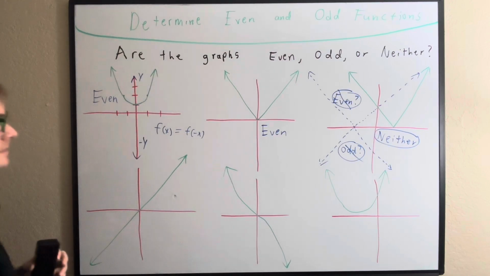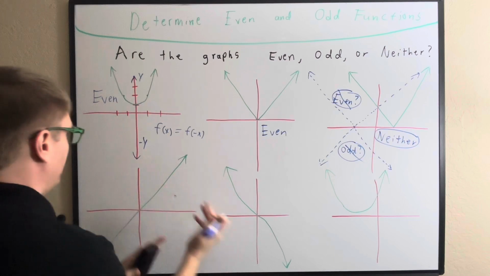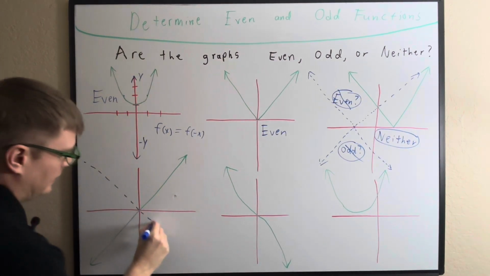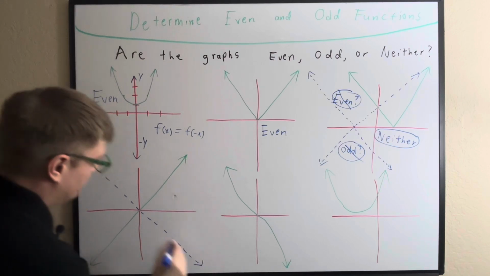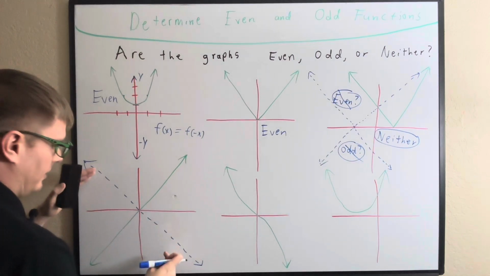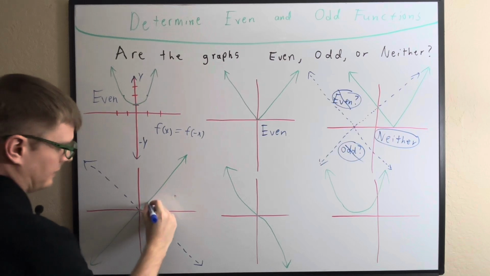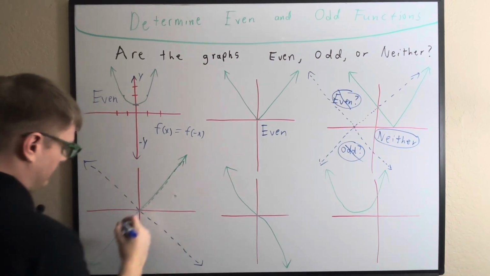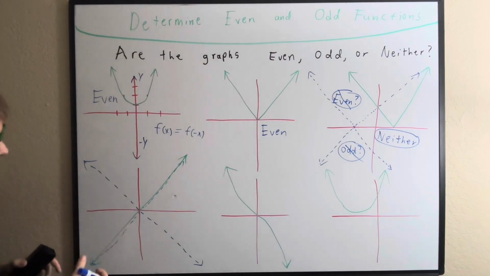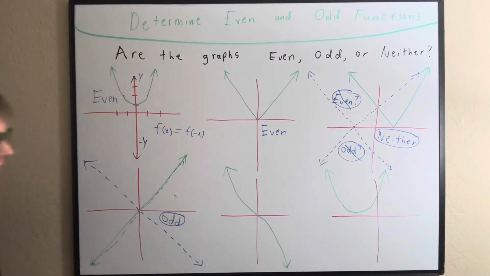All right. Now, what about this one? You've reflected across the y-axis, you end up with this, right? That's not the same. So it's not even. But what if we reflect that across the x-axis now? What do we end up with? The exact same lines, or line. So this one is odd. Make sense?